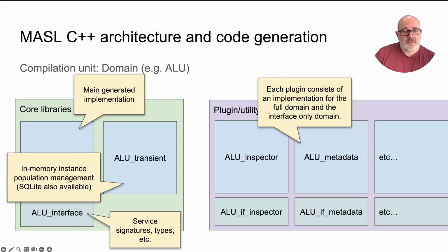The code generator also produces a number of supplementary libraries that can be loaded at runtime by the application, depending on which plugins are active. For example, the inspector, which allows model-level debugging of a running process. That'll load libraries containing metadata describing each domain and hooks to invoke services and generate events, that sort of thing.